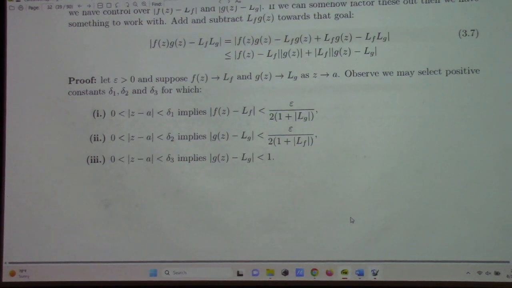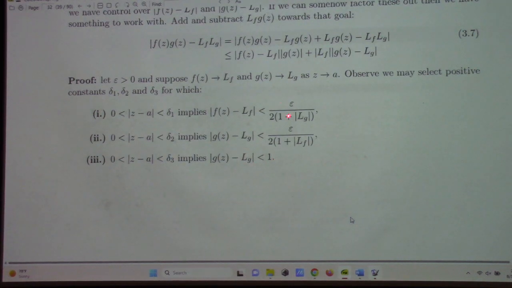I used to have a proof in my Calc 1 notes that involved solving a quadratic equation. It was really quite ugly. This is much prettier. So you pick delta 1 that makes the difference between f of z and its limit point less than that. You pick a delta 2 that gets you that close between g of z and its limiting value, right? And then you bound the difference between g and its limiting value by 1.